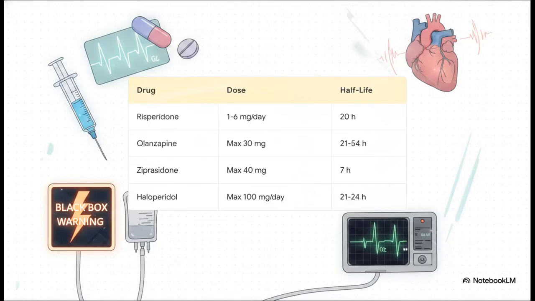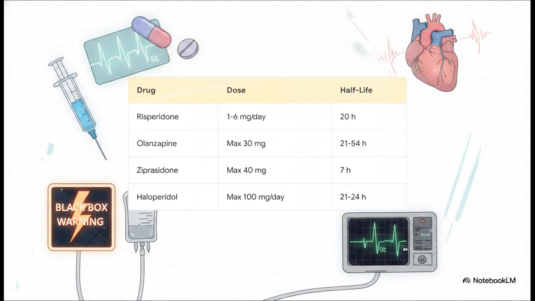Let's look really closely at these numbers because this is pure board exam gold. Check out the second-generation agents. Olanzapine has a max dose of 30 milligrams and a super long half-life of 21 to 54 hours. Ziprasidone maxes out at 40 milligrams with a much shorter 7-hour half-life. Neither of these is FDA approved for IV use, by the way.